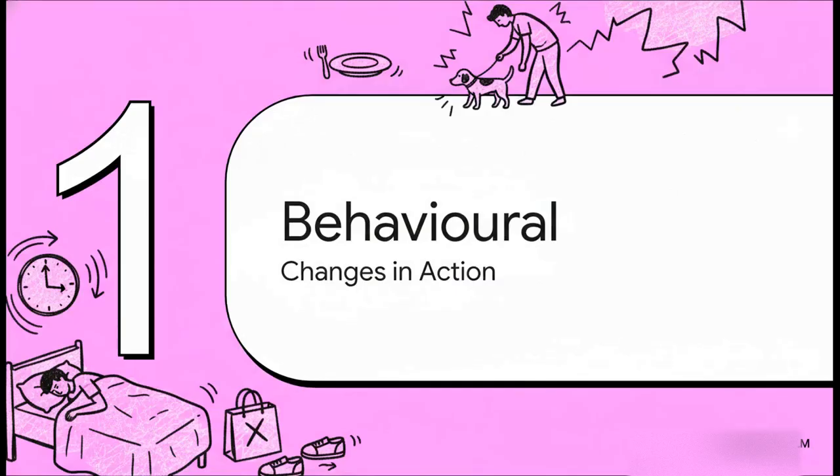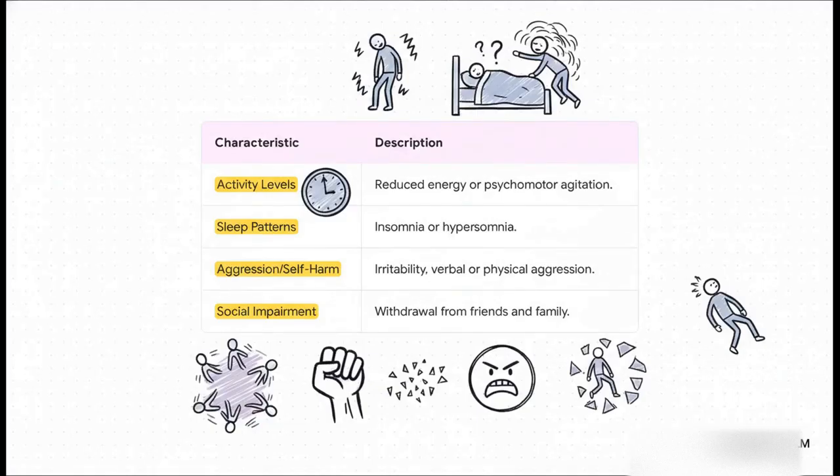Okay, first up, let's dive into the behavioral characteristics. Now, these are the things you can actually see. They're the changes in how someone acts in their day-to-day life and routines. Right, the key word here is change. So for example, their activity levels might just completely tank, leaving them with no energy at all. That's lethargy. Or, and this is interesting, it can go the other way entirely into something called psychomotor agitation. That's where they're really agitated and just can't sit still.